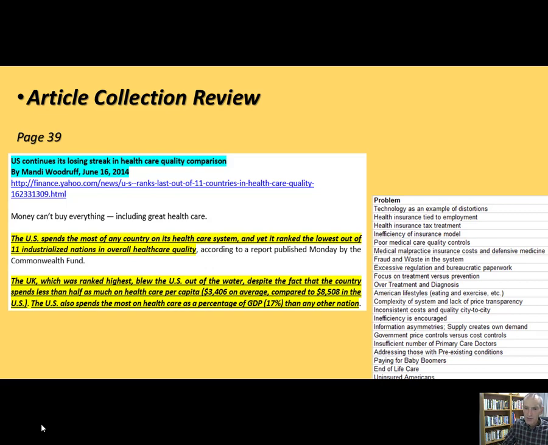The UK, which was ranked highest, blew the U.S. out of the water. So you would think, wow, the U.S. pays twice as much as everybody else. Therefore, it must be that the U.S. just has the highest quality healthcare system in the country, in the world. But the UK actually ranks above the U.S., not just being cheaper, but also being much higher quality. So the U.S. spends more than anybody, and their outcome is just not all that good.